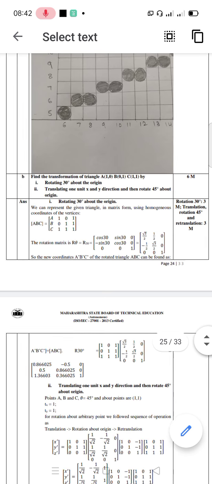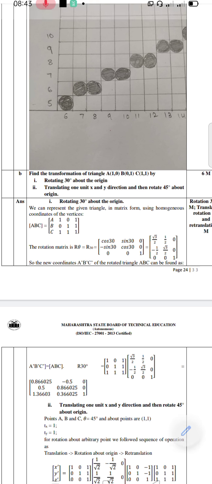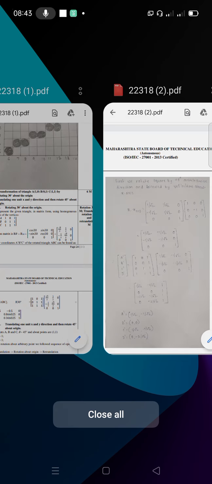The problem says: find a transformation of the triangle with coordinates as A (1, 0), B (0, 1) and C (1, 1). So this is the triangle. The computer object is a triangle. First you can write down the matrix for the triangle. So you have to write down the matrix for the computer object, which is given to you directly. The values are given to you.